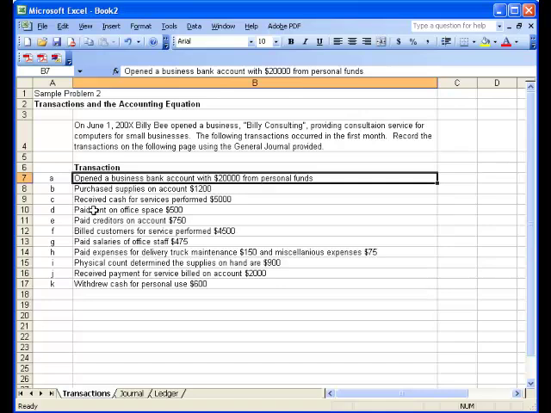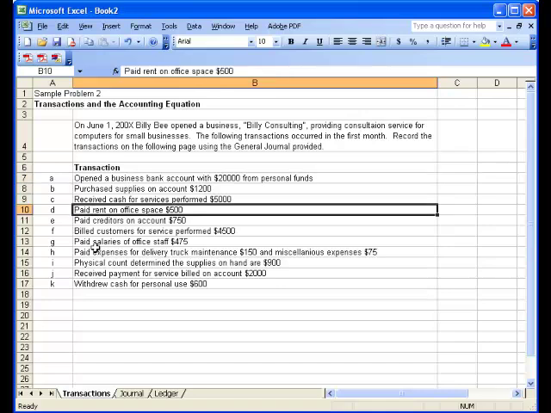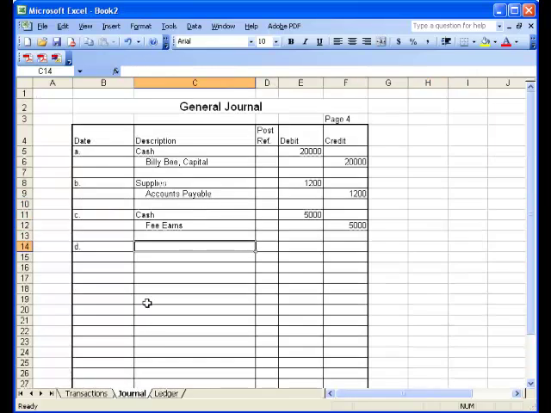It says we paid rent on office space, $500. Okay. Does this involve cash? The answer is yes. Second question, are we getting cash or giving cash? And in this case, we are giving cash. And if you need to, go ahead and record that. We don't know what our debit is yet. We haven't figured that out, but we do know that our credit is to cash.